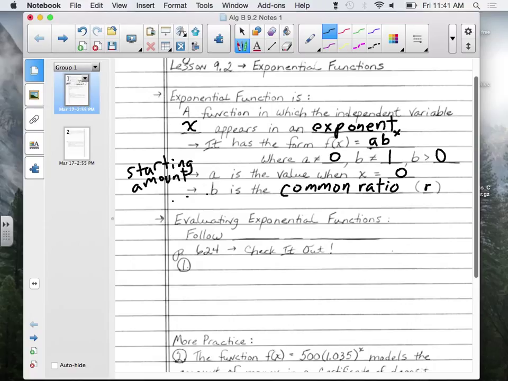What did the chessboard start with? How many pieces of rice on the first square? One. So that was the starting amount, that was the A value. How about the pennies? What did that start with? 1 penny.